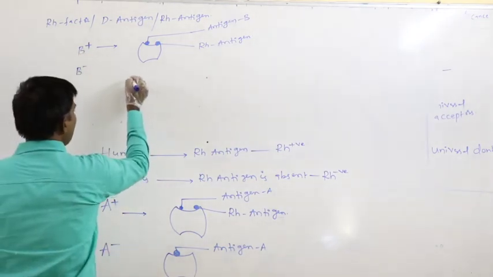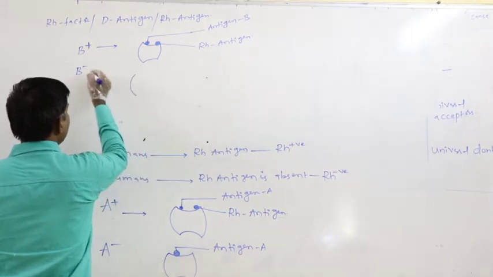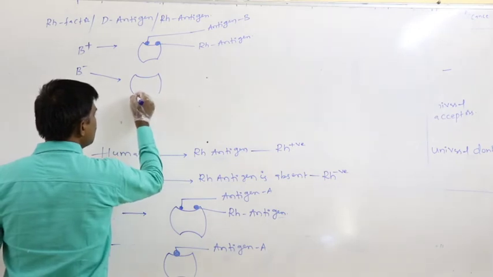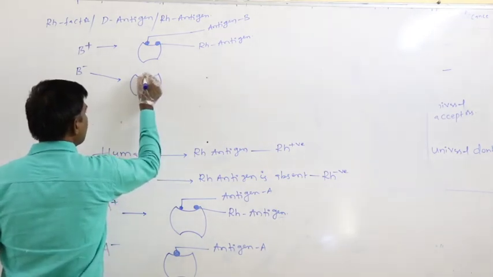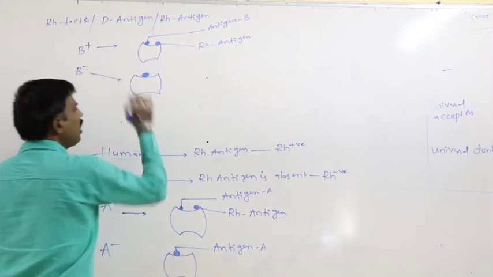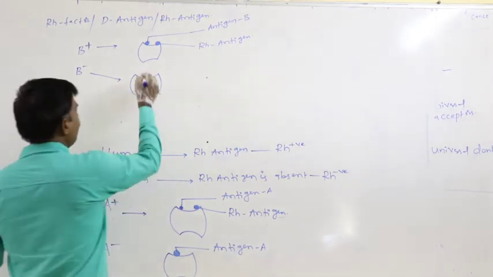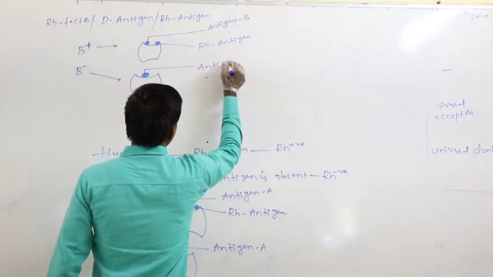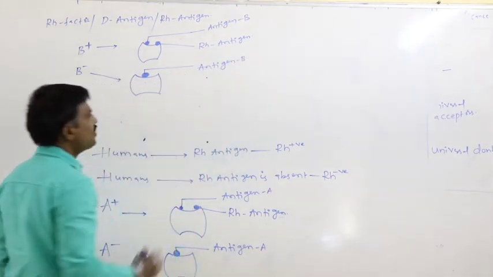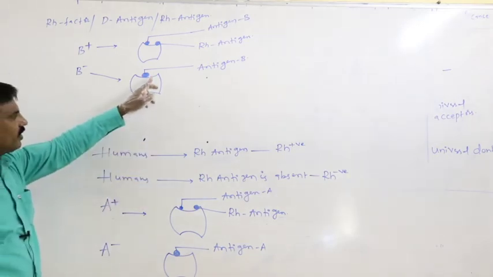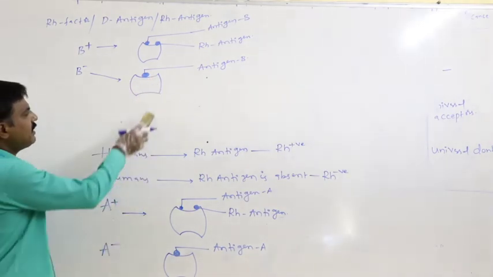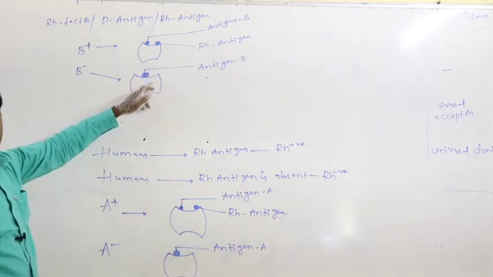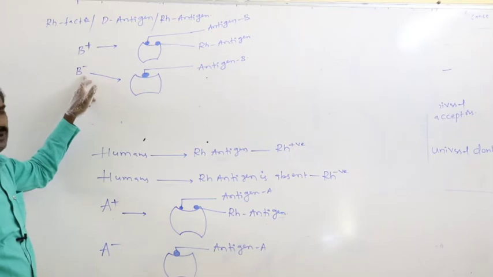But in a B negative blood grouped person, on the surface of the RBC, only the normal antigen is present, that is antigen B. This is antigen B, but the additional antigen is absent. If the additional antigen is absent and only the normal antigen is present, then that is B negative.